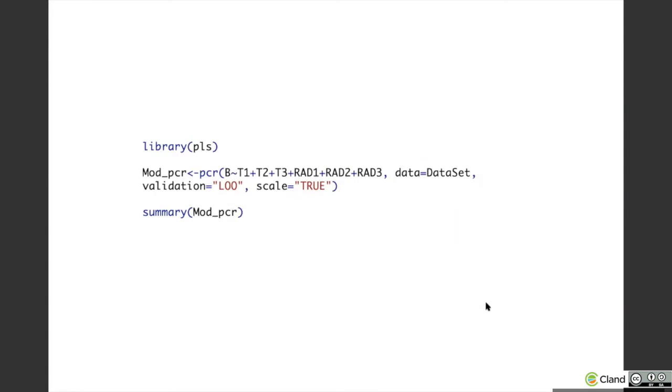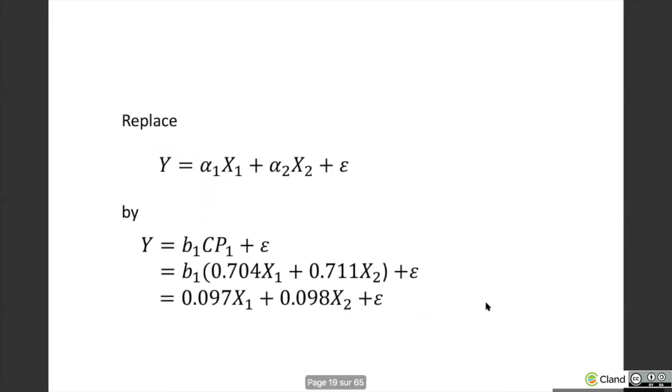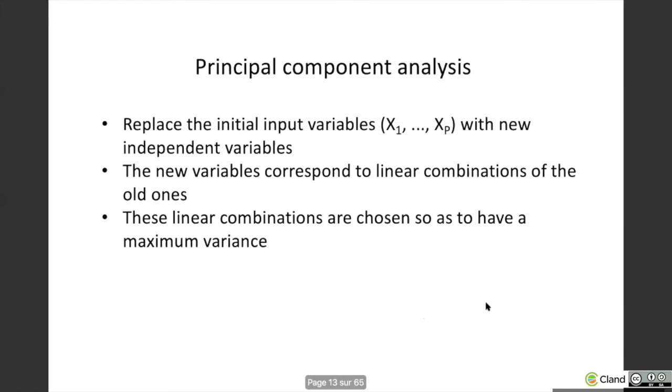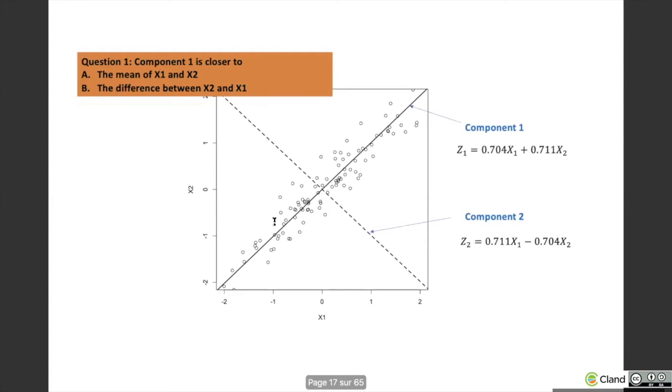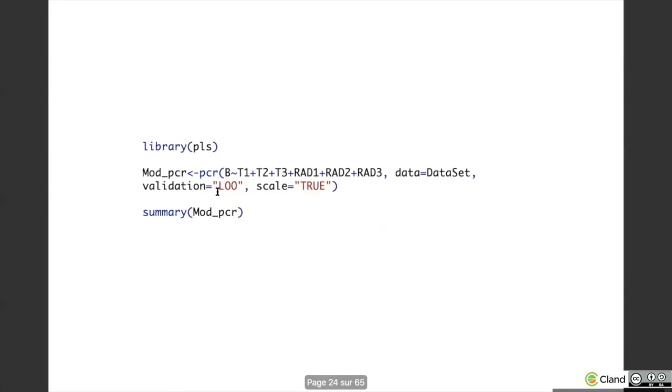So now I will implement the principal component regression on this data set. In fact, what I will do is what I explained here. I will replace the original inputs, and here I have six inputs, by linear combinations of the original inputs. Then I will do the regression of y as a function of these new principal components. These two steps will be done using only one R function, named PCR, and PCR can be used when you have installed the package PLS.